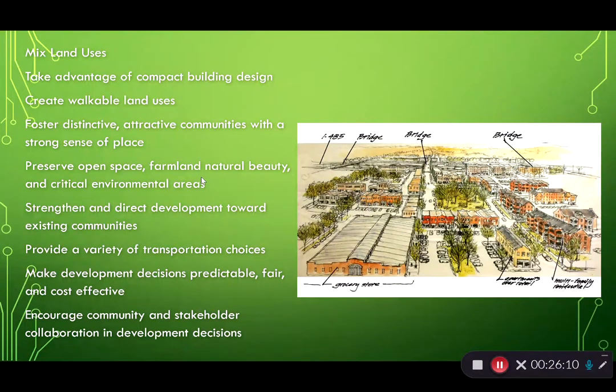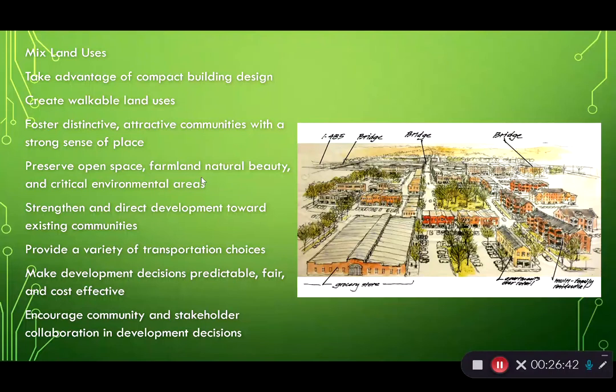Building more compactly will preserve open space. It will preserve farmland, critical environmental areas. We'll use our existing infrastructure more efficiently. We will strengthen existing developments. It will allow for a variety of transportation choices. So there's the density to support transit, to support buses and light rail and all of those things. People aren't dependent on their automobiles to get all around everywhere they go. It just makes it more cost effective as well.